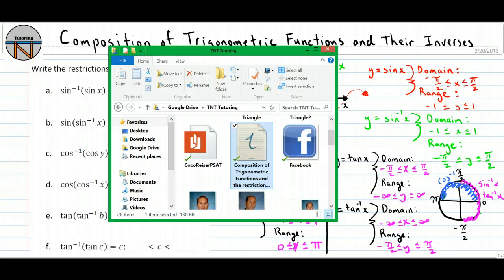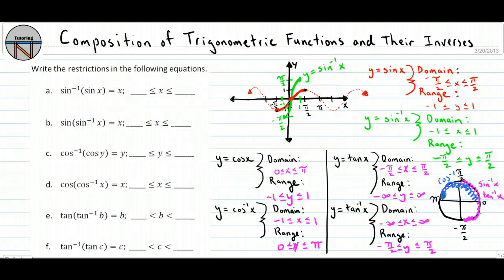Okay. All right, now that we've looked at sine, cosine, tangent, and their inverses, and found their domains and ranges, let's take a look at a couple of the problems that we have over here. Okay. First problem says sine inverse of sine of x equals x. And we have to fill in the blanks here for what the possible values of x are.